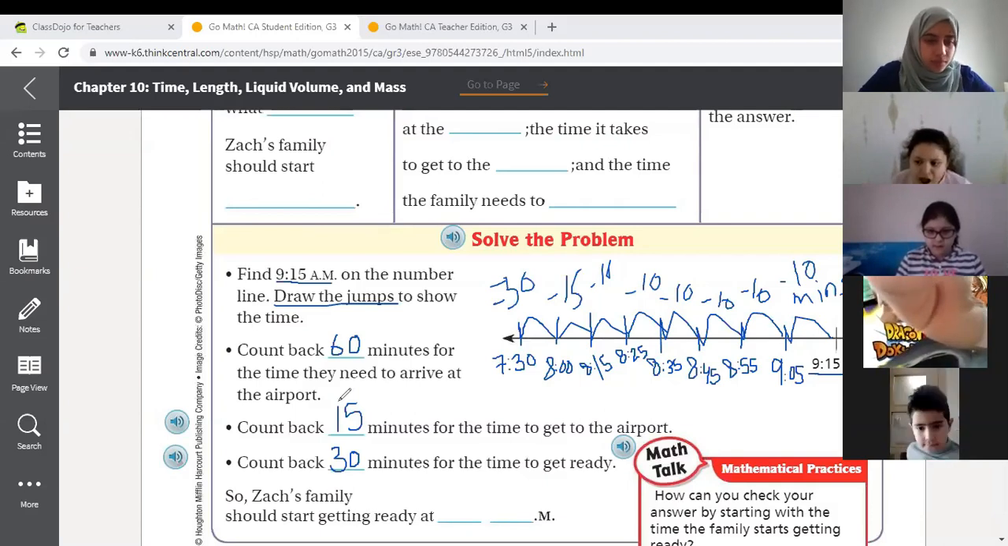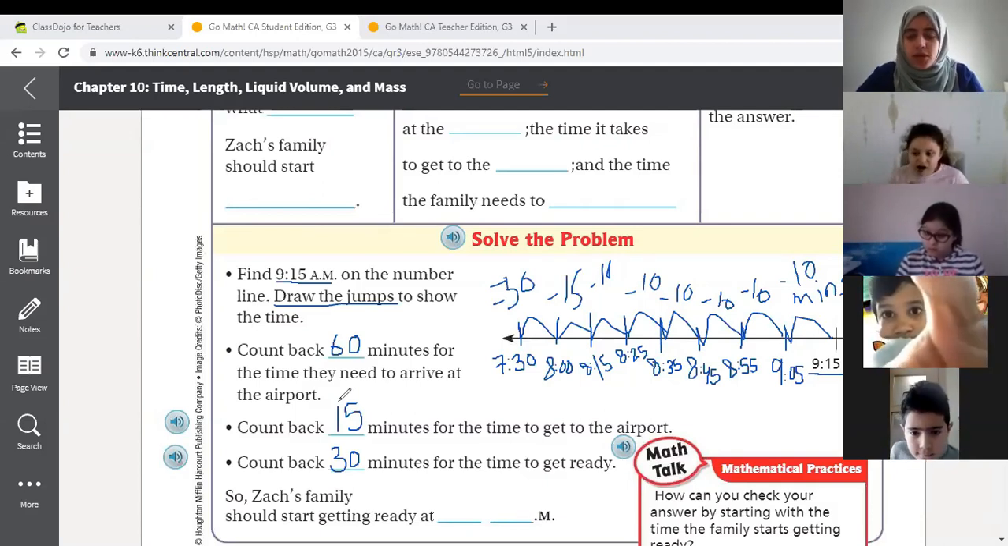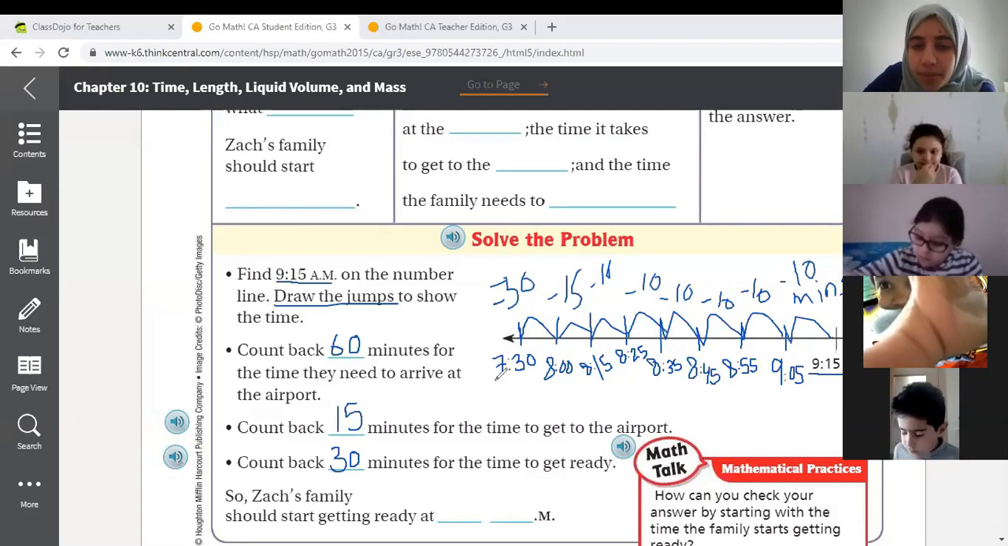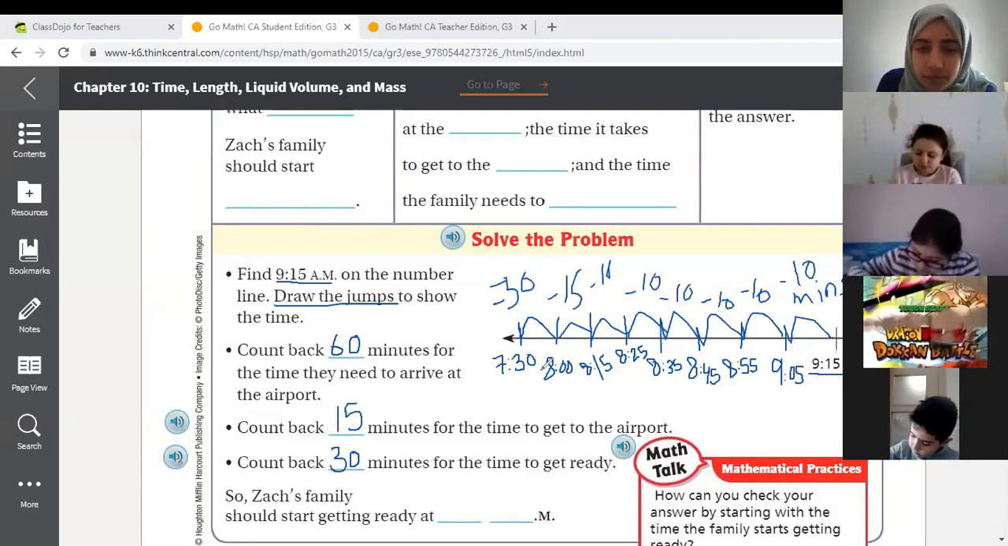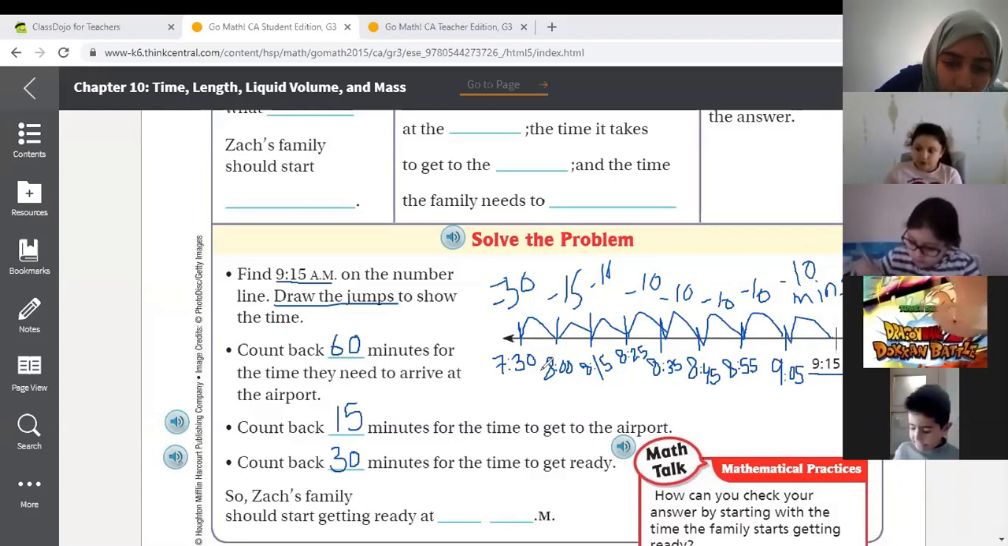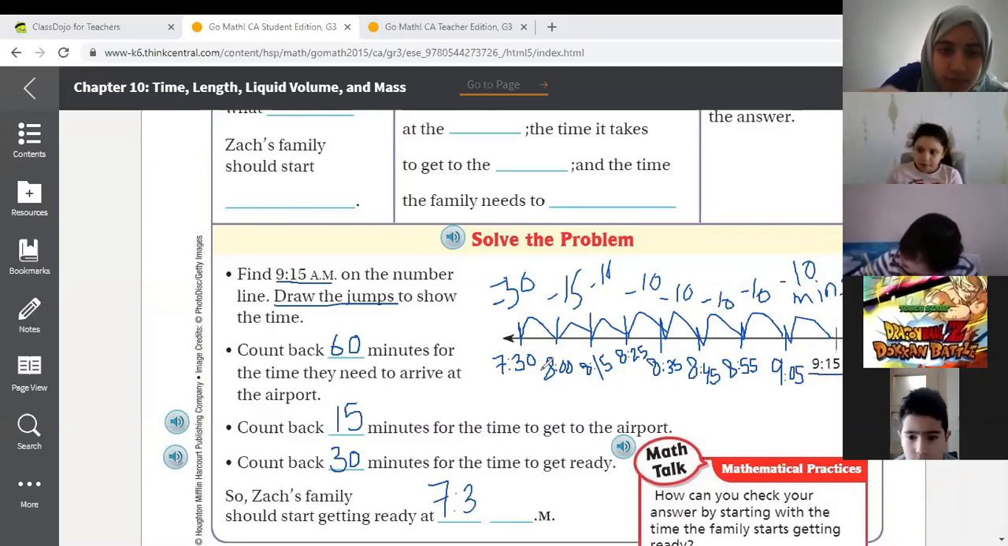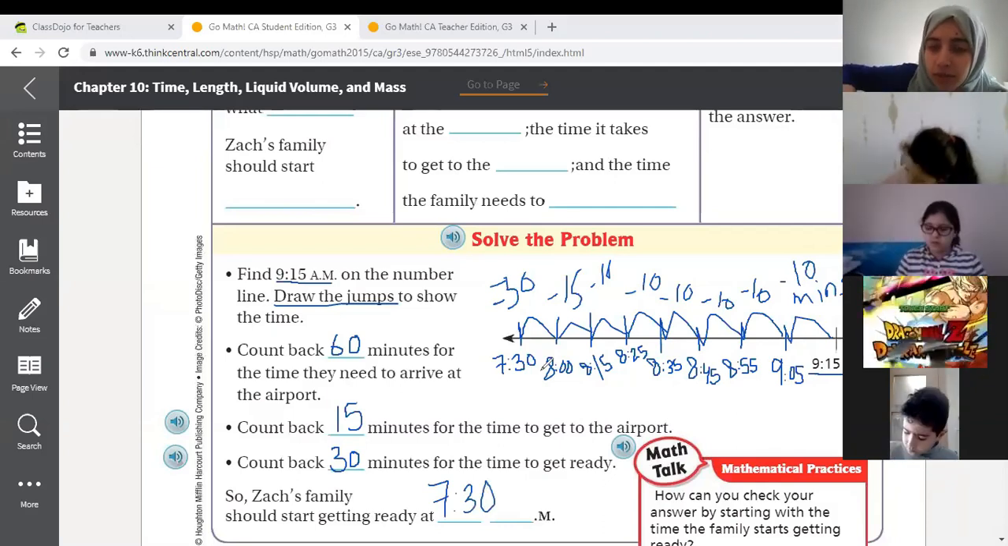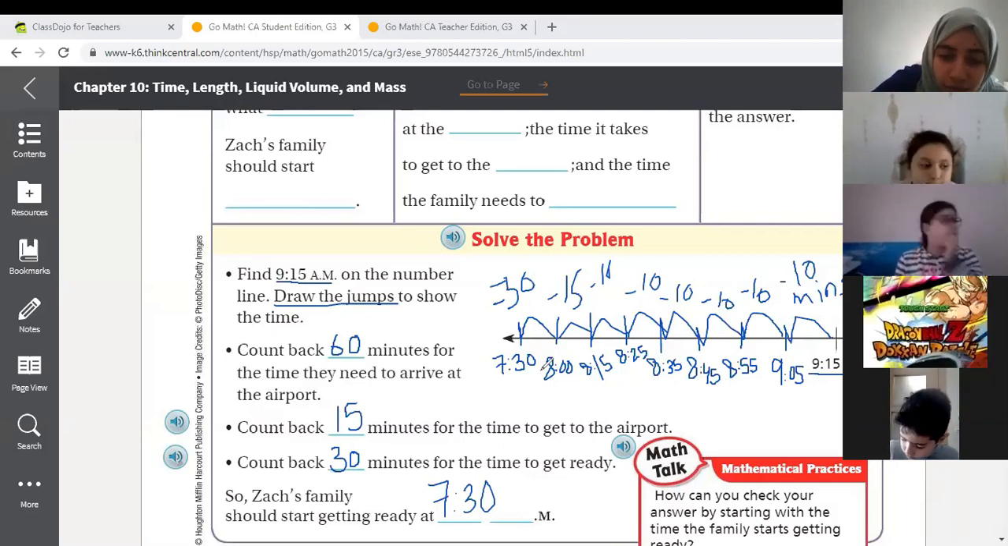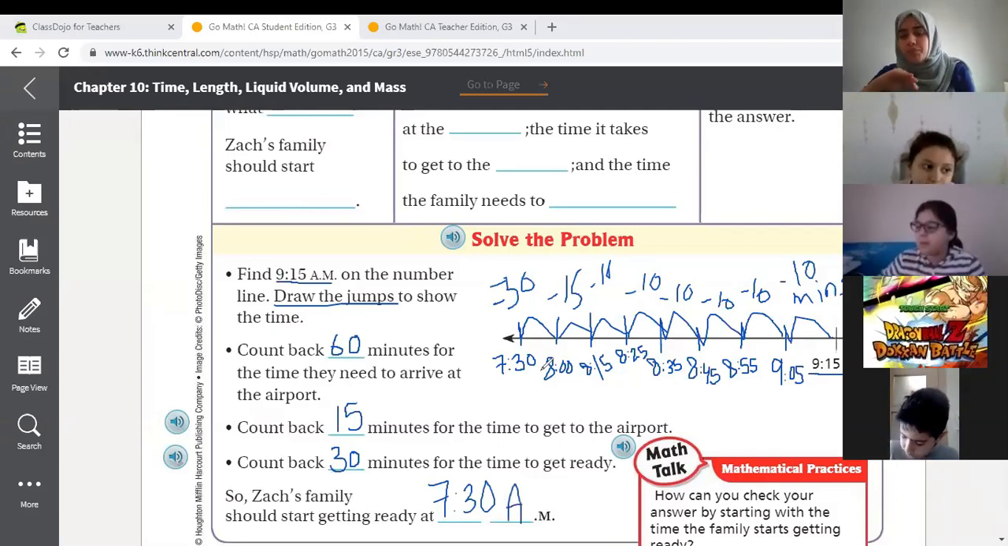Zena, after we subtract the elapsed time, what is the time that we reached at the end? 7:30. So our starting time will be 7:30. And is it AM or PM? AM. Yes, AM. So it's still AM because it didn't skip midnight. Good job, Zena.